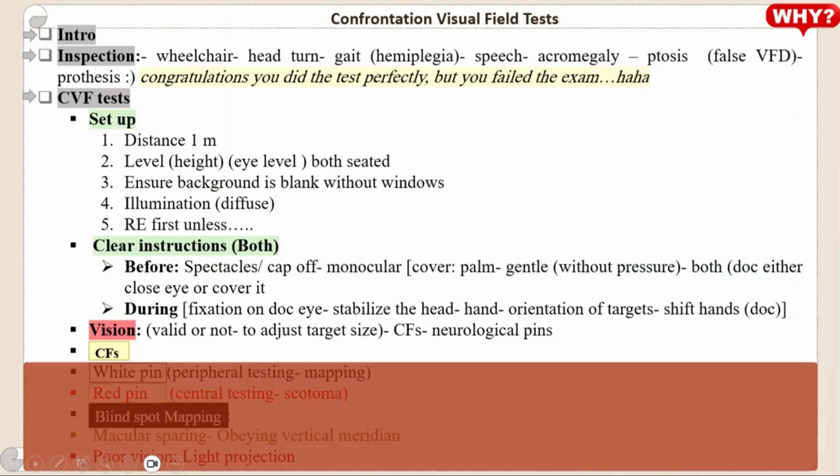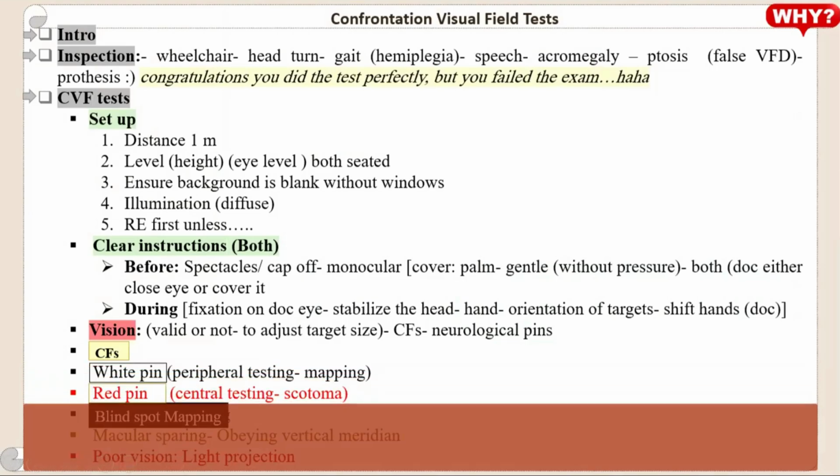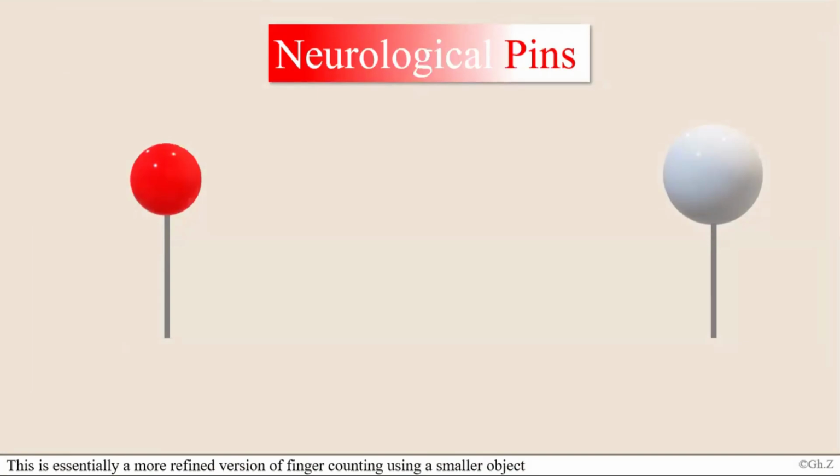What is the next step? Using the neurological pins. We have a white pin and we have a red pin. So what's the difference? A silly question, but let's see your answer. What's the difference between the white pin and the red pin? In terms of morphology. Yeah, I know it's silly, but don't underestimate my questions. Please try to answer it.